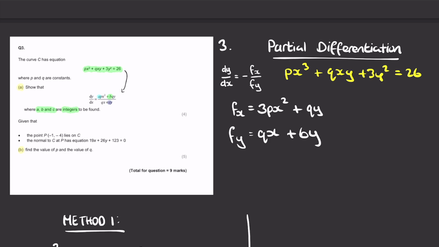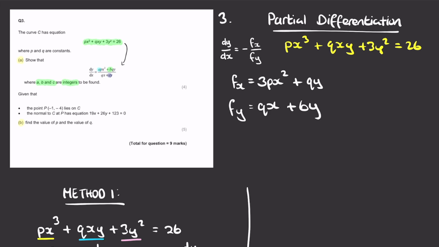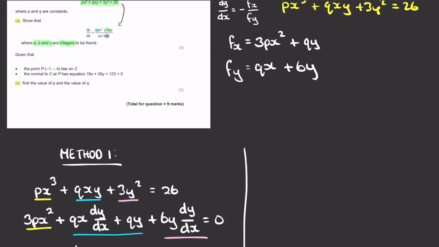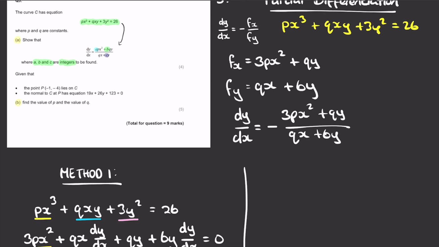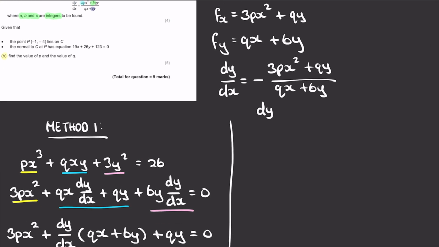So we've differentiated these two things. We have our f of x and f of y. Now all we simply do is plug these two terms into the equation and you'll get your answer. So dy by dx equals, remembering that there's a minus sign at the front, we do minus f of x, which we know is 3px squared plus qy, all over f of y, which is qx plus 6y. Now, we can further simplify this. Say dy by dx equals negative 3px squared minus qy all over qx plus 6y.